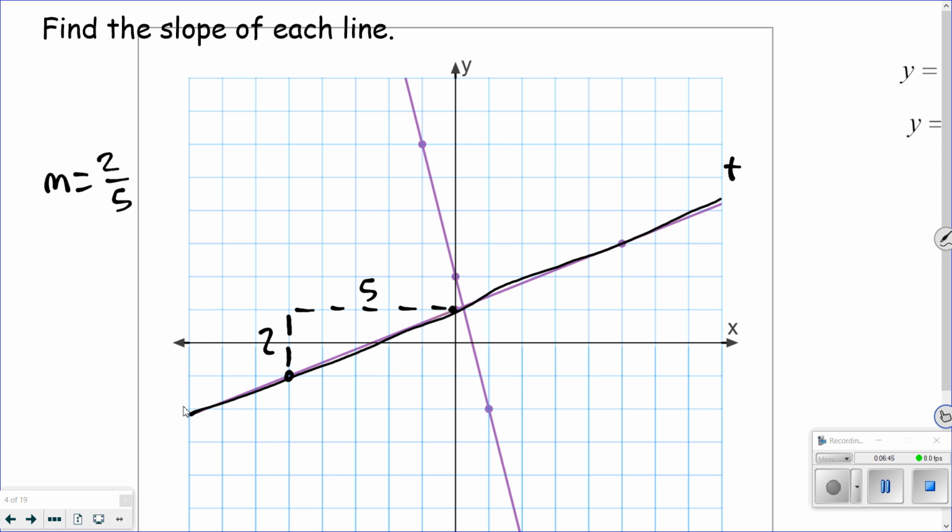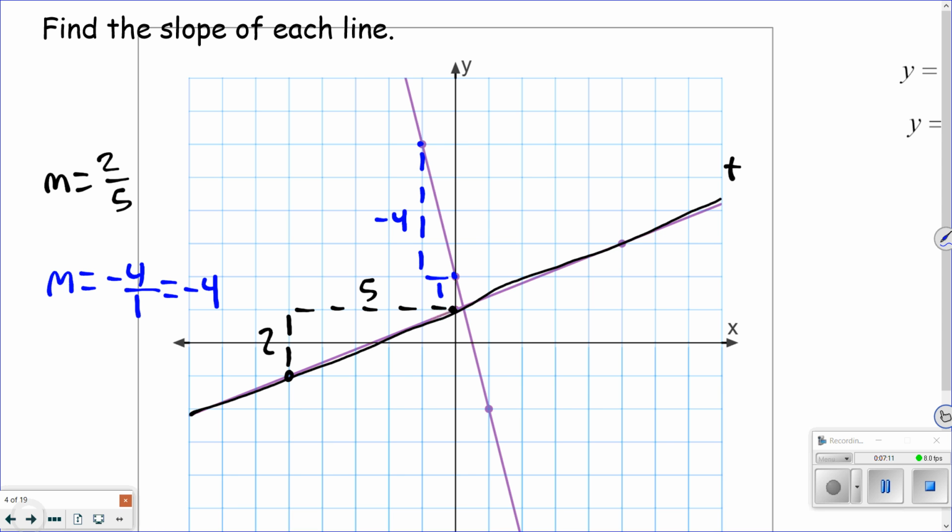Okay, let's do the other one. If I pick 2 points off of there, I'm going to go from that point to that point. This line, by the way, from left to right is going down, so I know it's got to have negative slope. It's going down 1, 2, 3, 4, so -4, and to the right one, that's a positive 1. So it would be -4 over 1, which you can reduce, right? It just comes out to be -4.